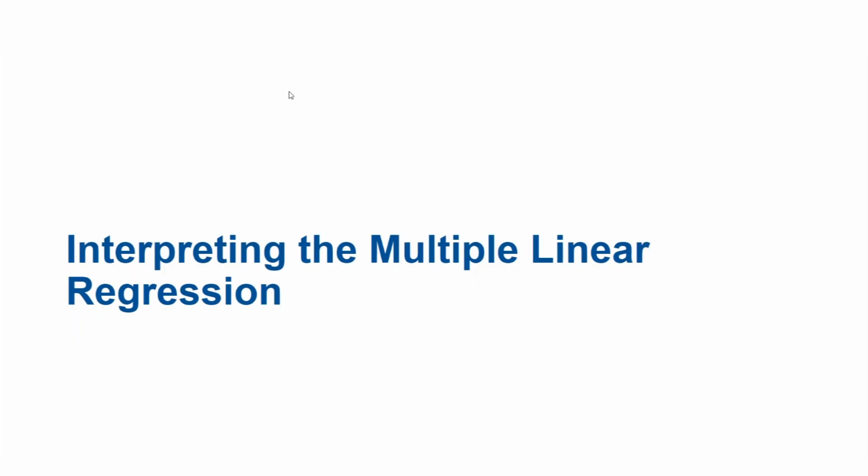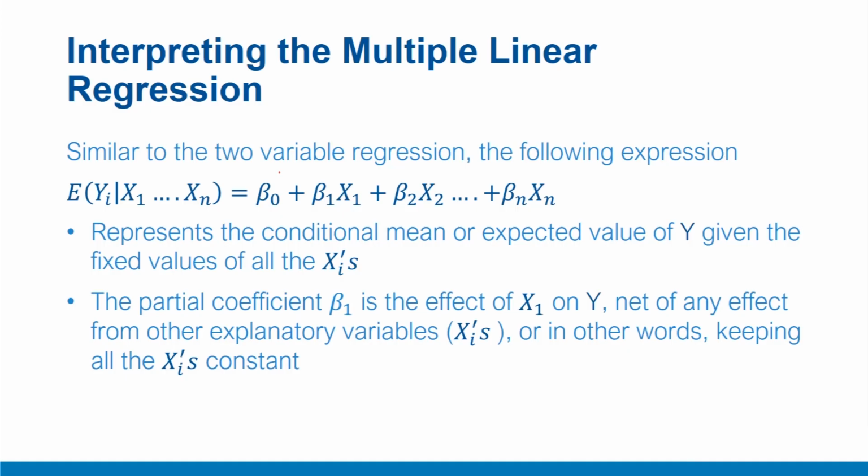In this video, we'll understand the interpretation of various aspects of the multiple linear regression algorithm. Similar to our understanding of the two variable or bivariate regression model, this expression here represents the conditional mean or expected value of y given the values of x1, x2 and xn and so on. This is very similar to the expression that we saw earlier, expected value of y given x. Here, instead of a single independent variable, we are considering all the independent variables from x1 to xn, and therefore this represents the expected value of yi given all the xi's.